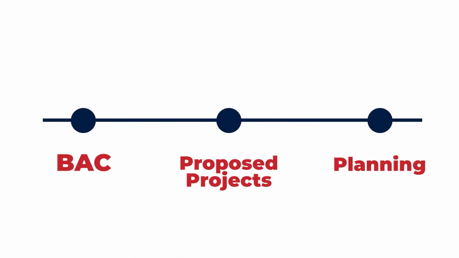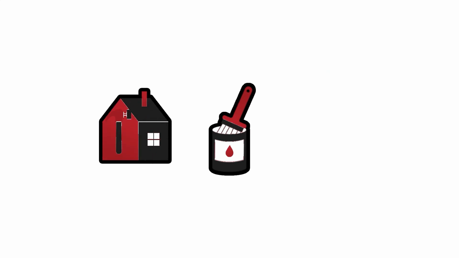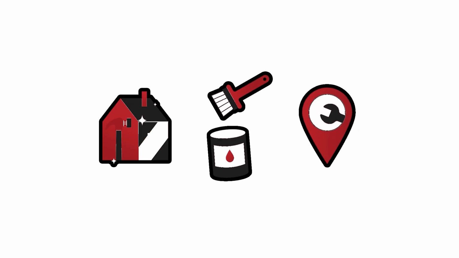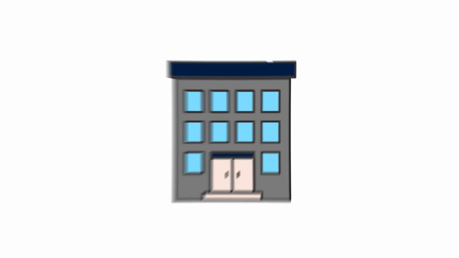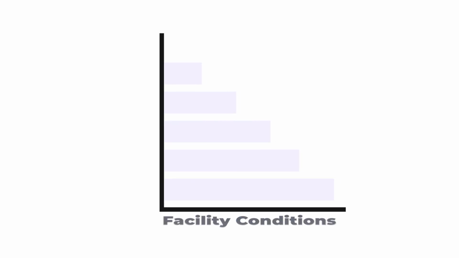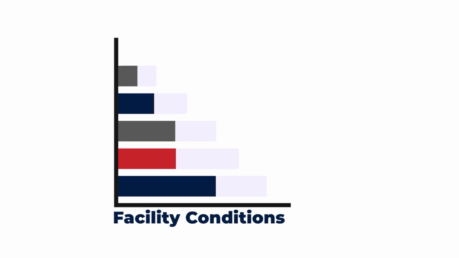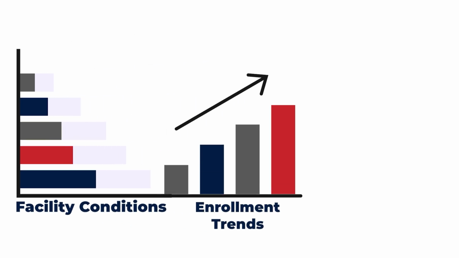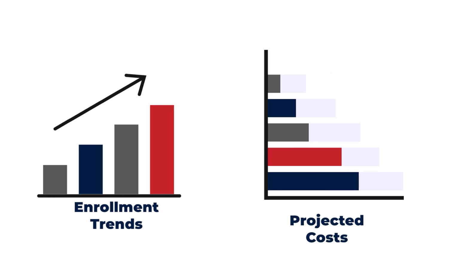First, districts identify facility needs by conducting a thorough district-wide assessment of needed repairs, renovations, and expansions. This can include aging buildings, safety updates, capacity, and long-term planning. Districts review data, including facility conditions, enrollment trends, demographic projections, and projected costs.